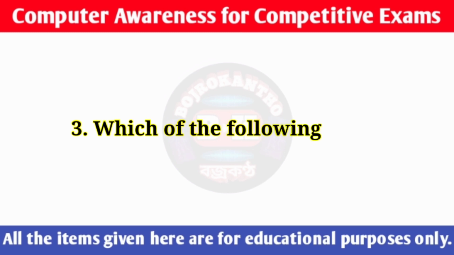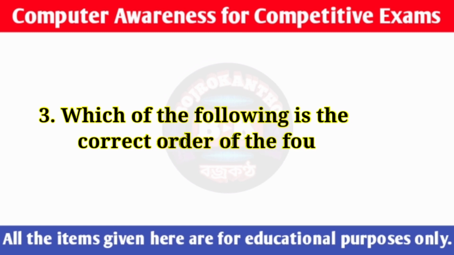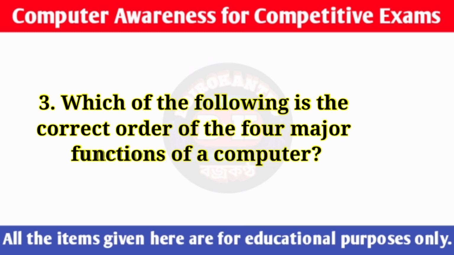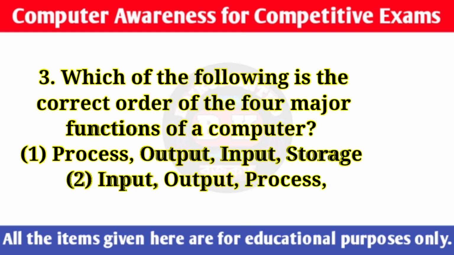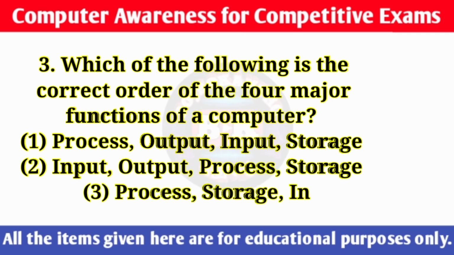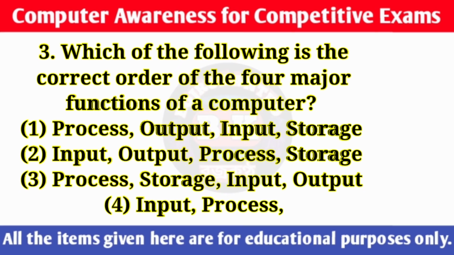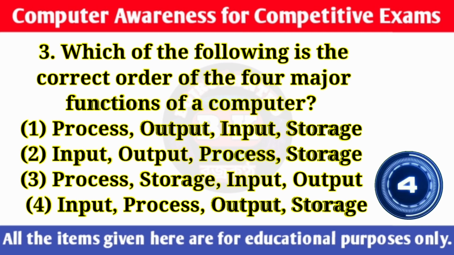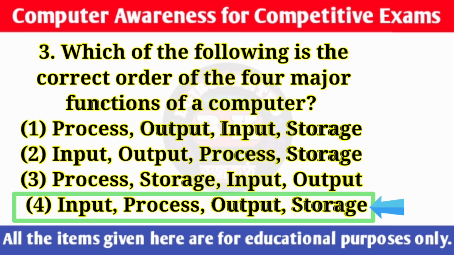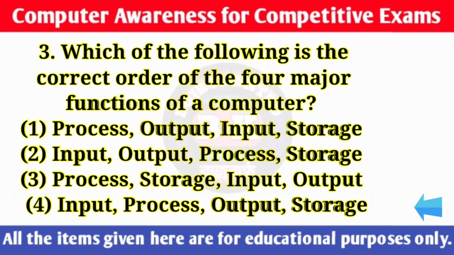Question number 3. Which of the following is the correct order of the 4 major functions of a computer? Option number 1 process, output, input, storage. 2 input, output, process, storage. Option number 3 process, storage, input, output. And option number 4 input, process, output, storage. The correct answer is option number 4 input, process, output, storage.